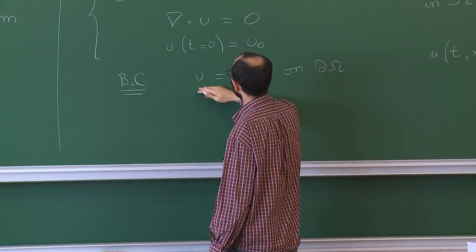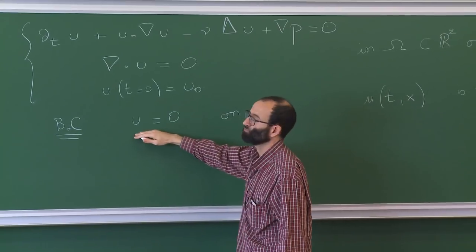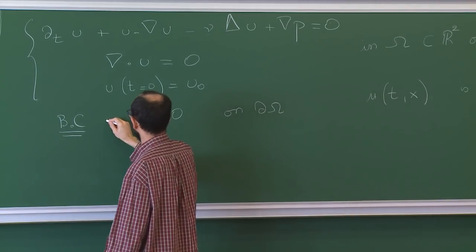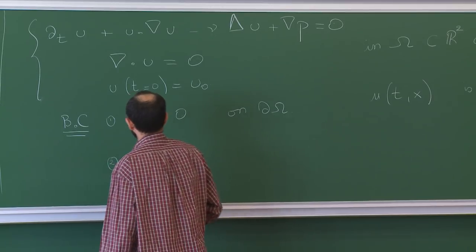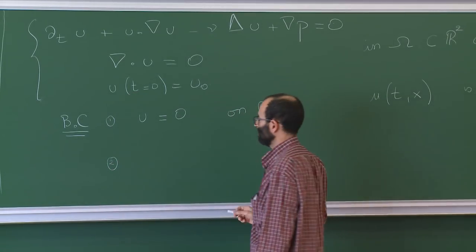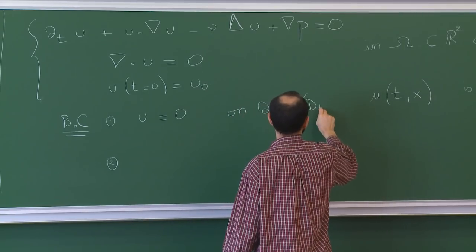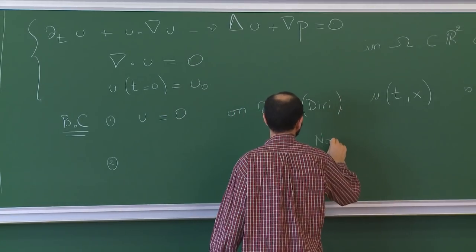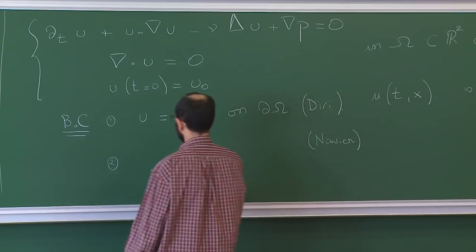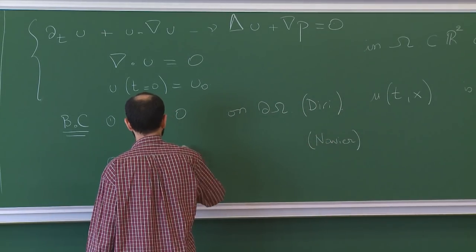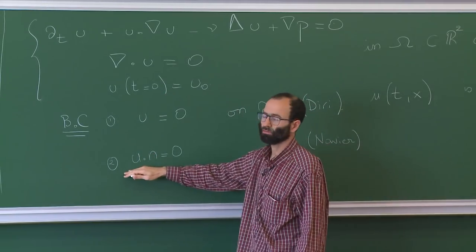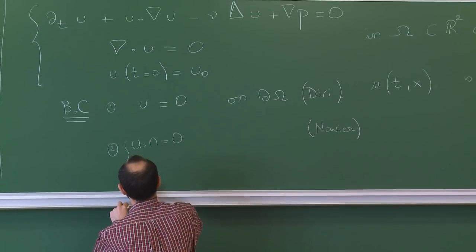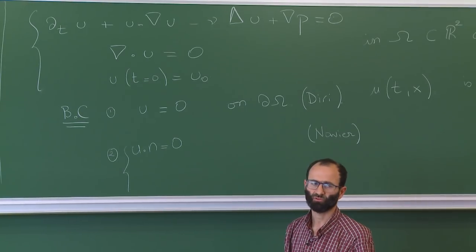Concerning the boundary conditions, this will be the most interesting boundary condition we would like to understand, which is u equals zero on the boundary. So this is Dirichlet. We have some other boundary conditions. We also have a Navier boundary condition, which says that u·n equals zero. So this means no penetration. And the second comes with some condition on the stress.